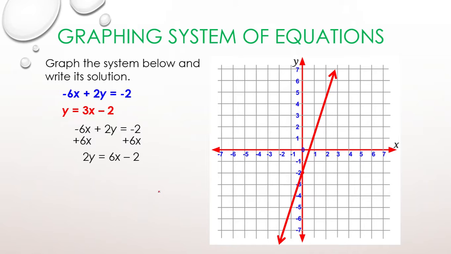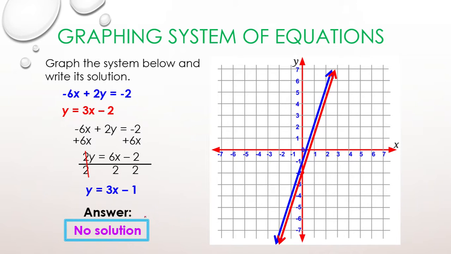Now we need to get y by itself. Let's divide 2 to every single term. When we do that, we get y equals 3x minus 1. So we're going to go ahead and graph 3x minus 1. The y-intercept is -1, slope is 3. So these lines are really similar. You can graph it, right? And you'll see that they are parallel, which means they have no solution.